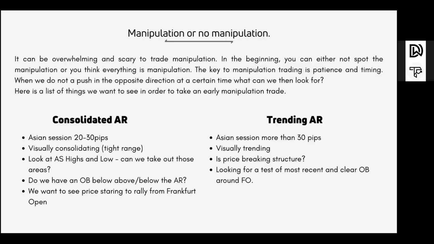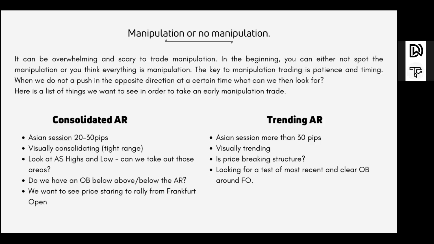So first, a consolidated Asian range, where the Asian range is consolidating. It's important that the Asian session is 20 to 30 pips in range. So it's rather a tight range. If it's more than 30 pips, you would tend not to look at it for a manipulation out of that box and then a continuation. We would not look at that profile. So it must be visually consolidating in a tight range, not trending in any sense, in any case. So we will look at the Asian highs and lows and potentially look for those areas to be taken out, because above and below those areas, there's liquidity. So we would be looking for that liquidity grab.